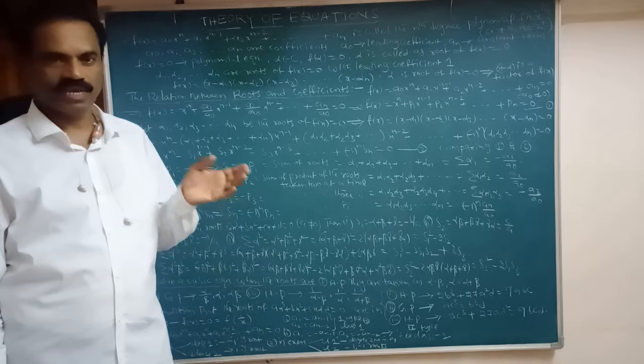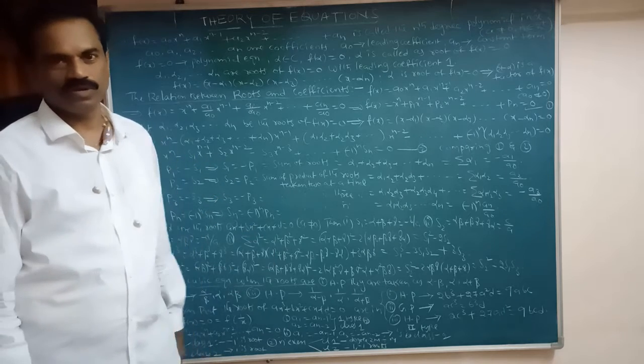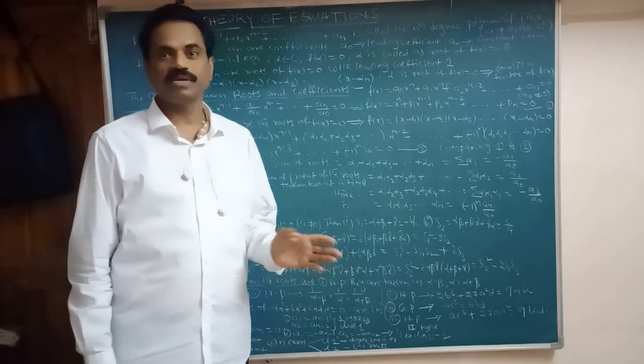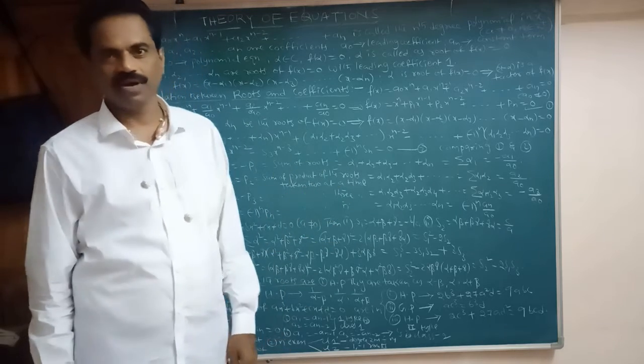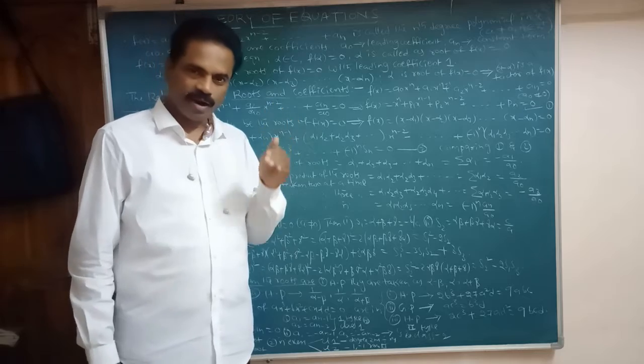For the quadratic equation ax square plus bx plus c equal 0, we can write it as a into x minus alpha into x minus beta. Here alpha, beta are the roots.